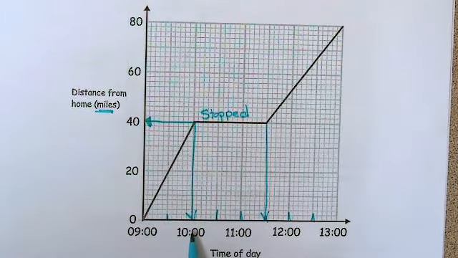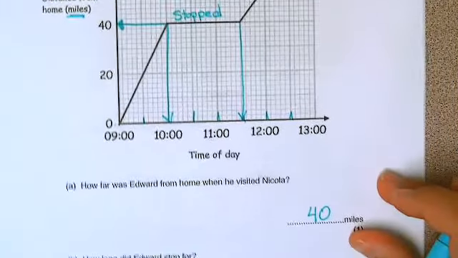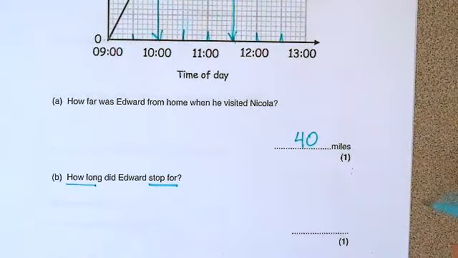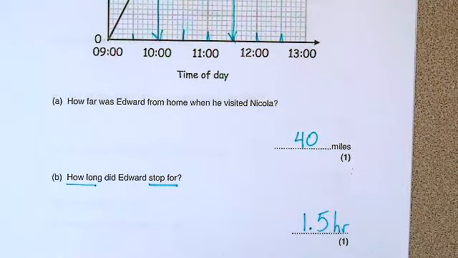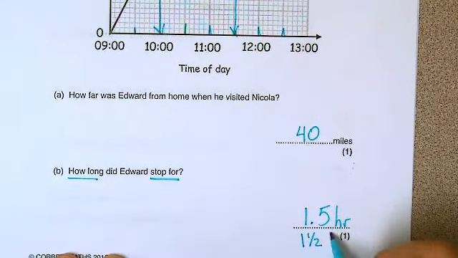So from 10 to 11:30 is when he was stopped. So that's an hour and a half. So he was stopped for 1.5 hours. Okay?